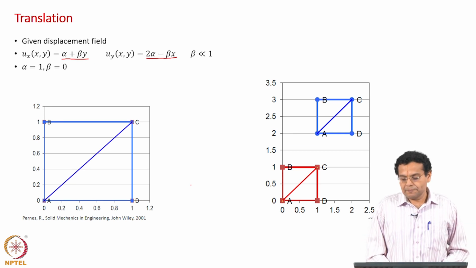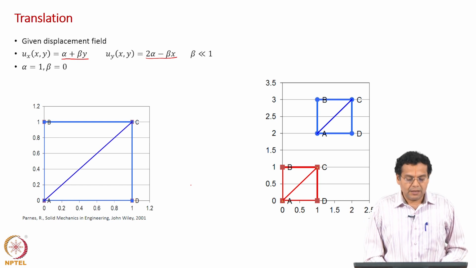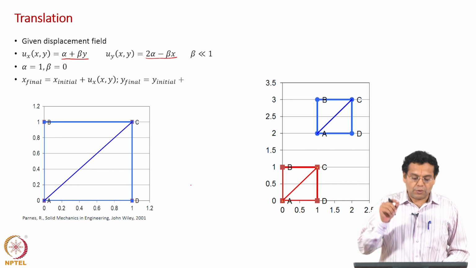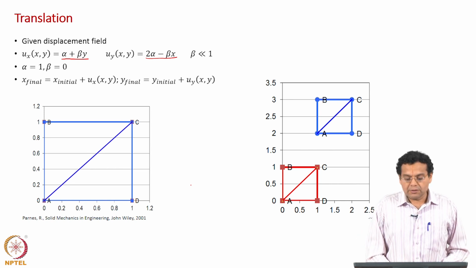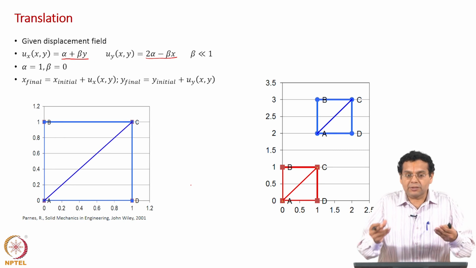How do you find them out? You take the coordinate, add the x displacement, add the y displacement, and get the final coordinate. But that displacement depends on x and y, so accordingly you should calculate the displacement. Let us see one example. X final is equal to x initial plus u x as a function of x comma y. Y final is equal to y initial plus u y as a function of x comma y. So final coordinates are equal to initial coordinates plus the displacement in the respective directions.